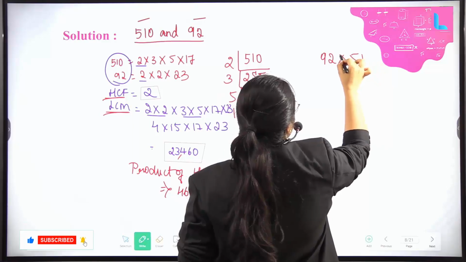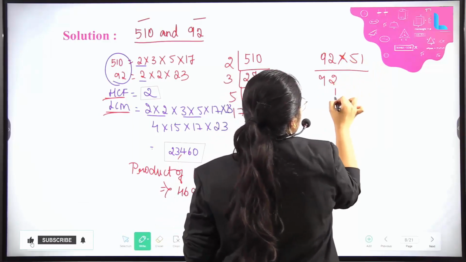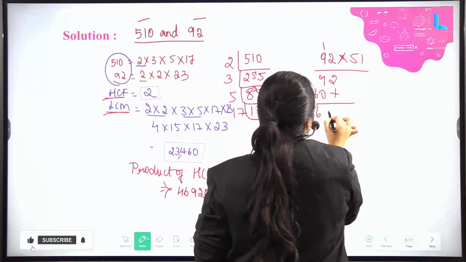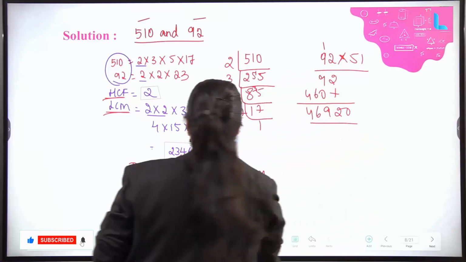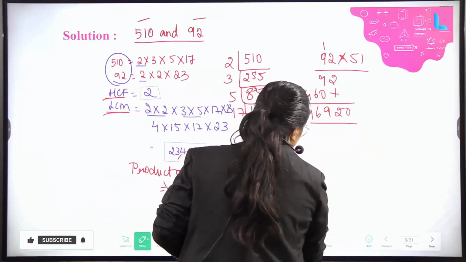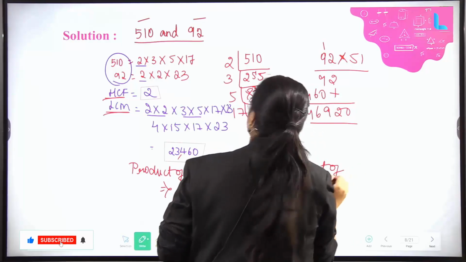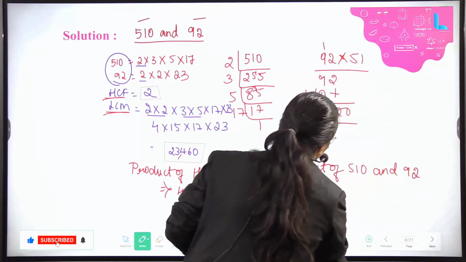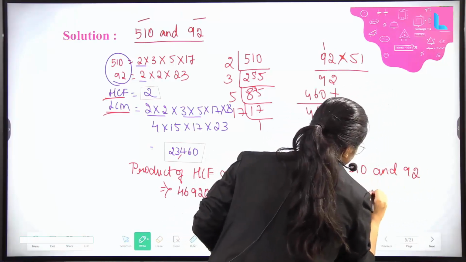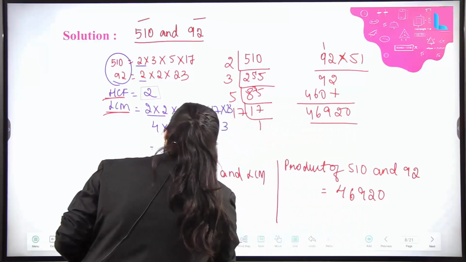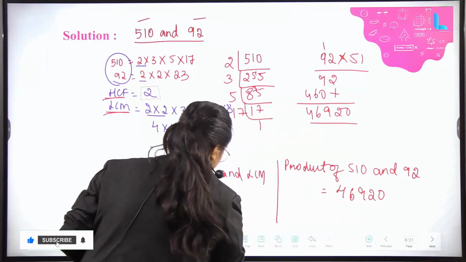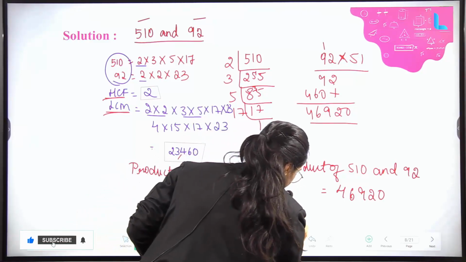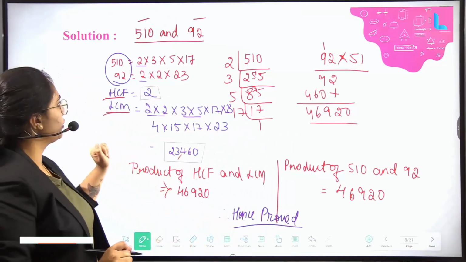Now we have to check the product of the two given numbers. 92 into 510 is 46920. The product of 510 and 92 is equal to 46920. Hence proved.